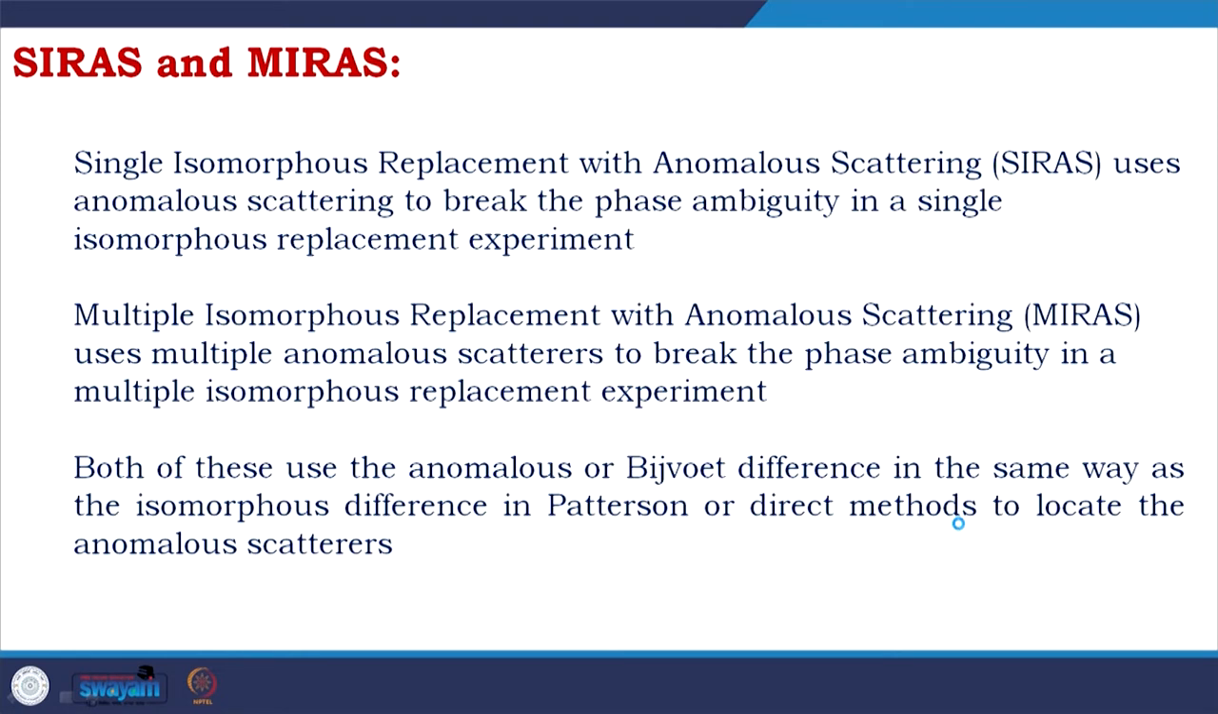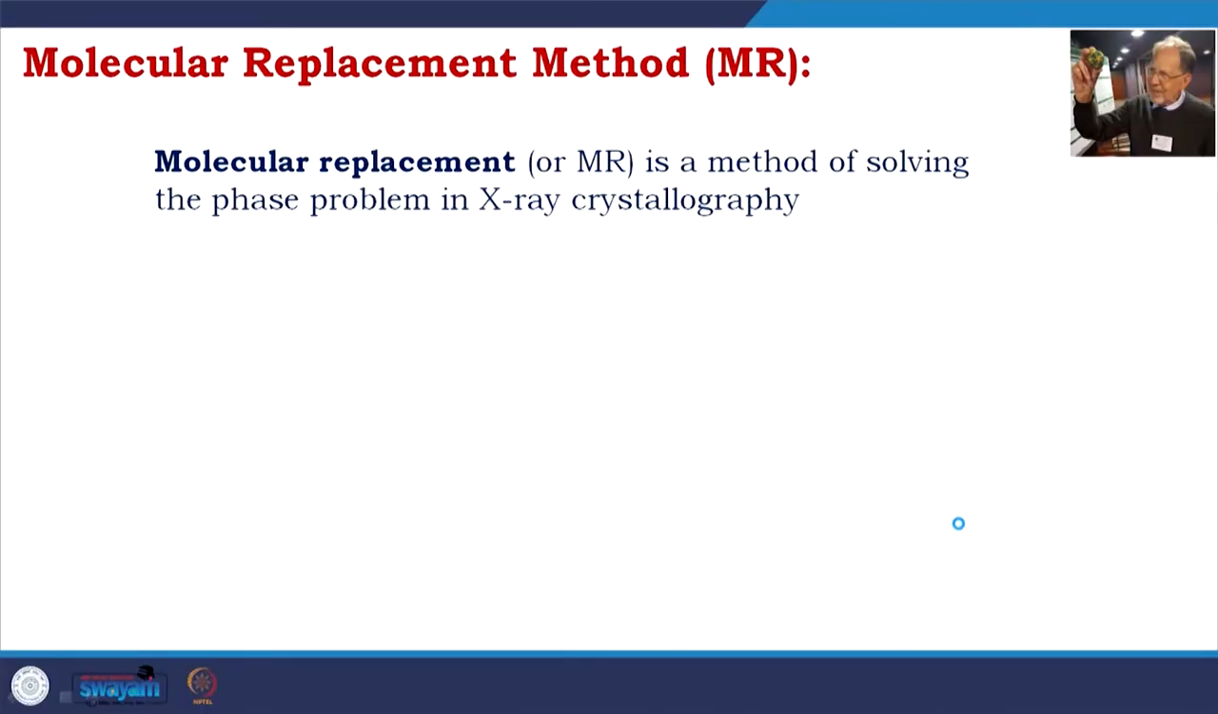Both of these use the anomalous or Bijvoet difference in the same way as the isomorphous difference in Patterson or direct methods to locate the anomalous scatterers. We could talk about even more complicated situations where there are caveats, where SIRAS and MIRAS are not used, and we go further, but I stop here because of the time constraint of the course, and I shift to the very important part of solving the phase problem, which is the molecular replacement method. Molecular replacement is a method of solving the phase problem in X-ray crystallography.